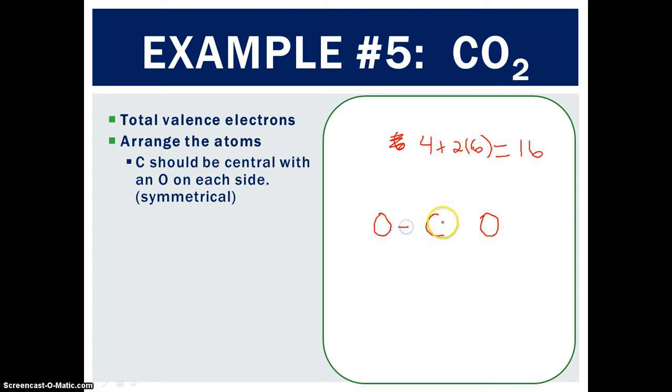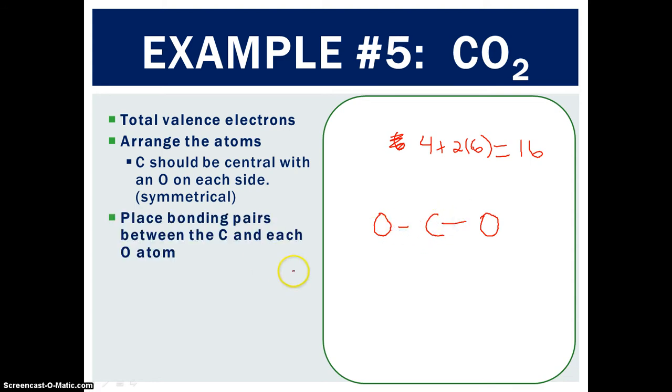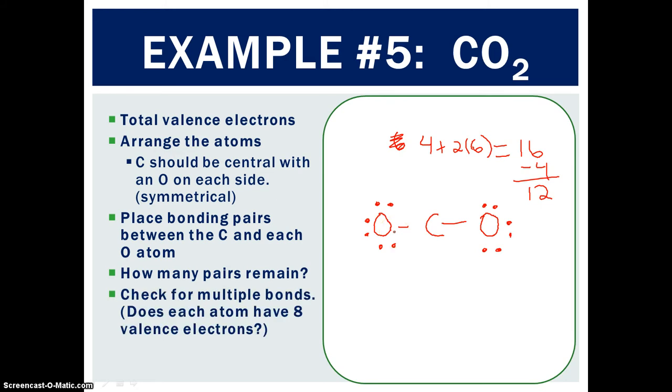And then my bonding pairs. That's 2, 4 electrons, so I have 12 left. I'll just start distributing them: 2, 4, 6, 8, 10, 12. It's best to start around the outside and work your way in. It'll make this next step easier. So now that I've distributed all my 12, I need to make sure that everyone who needs 8 has 8.